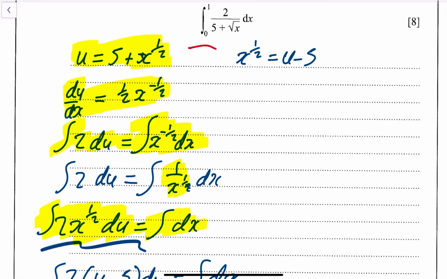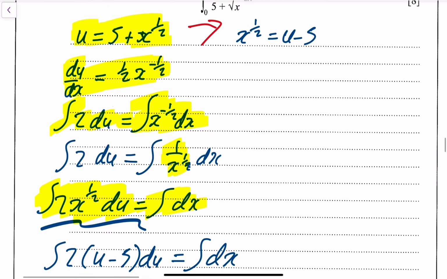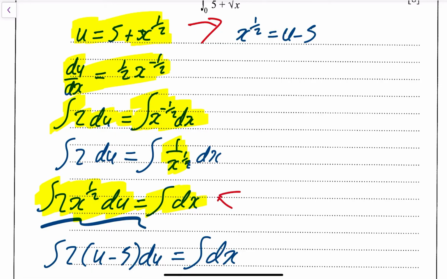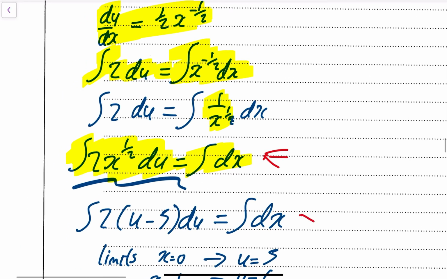Remember, u was equal to 5 plus x to the half. So x to the half would be u minus 5. So instead of this line here, we would rewrite the left-hand side in terms of u, to integral 2 upon u minus 5 du. There are so many different ways of doing that. That's just one of multiple ways you could have done that, but that's fine.